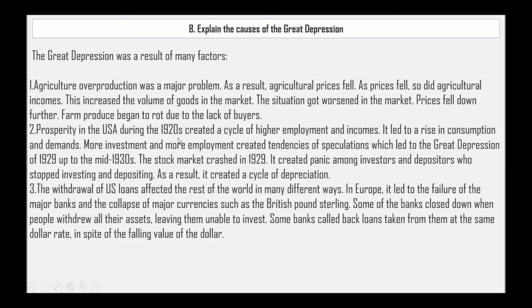Prosperity in the USA during the 1920s created a cycle of higher employment and incomes. It led to the rise in consumption and demand. More investment and more employment created tendencies of speculation, which led to the Great Depression of 1929 up to the mid 1930s. The stock market crashed in 1929. It created panic among investors and depositors who stopped investing and depositing. As a result, it created a cycle of depreciation.